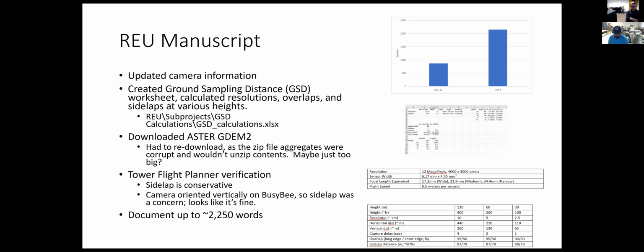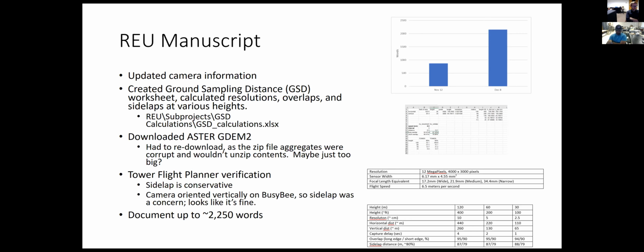So I ran those numbers, and essentially what we're getting is this table down below. At a 4-second capture delay, we're getting an overlap of 95% or 90%, depending on which way the camera is oriented. So we're probably overshooting on the overlap at those numbers, which is good, right? Better over than under. So that was nice to get reassurance about that.